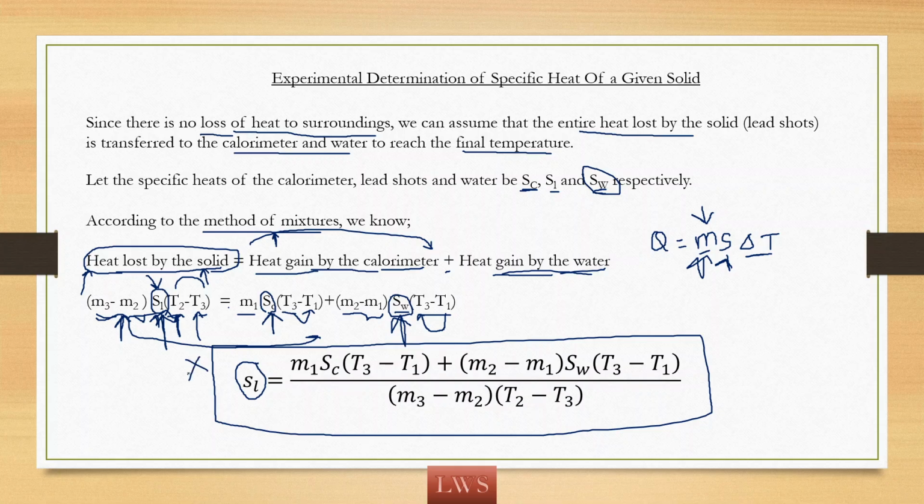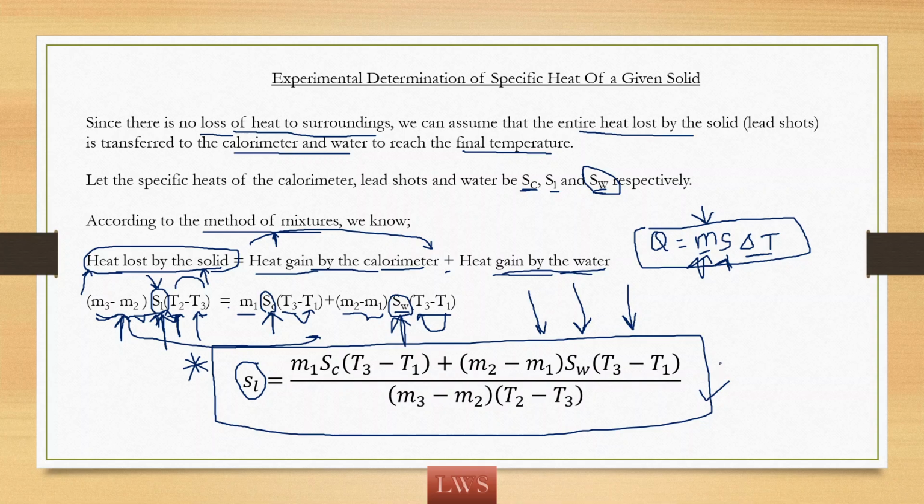Guys, don't try to memorize this relation. You cannot remember this relation because this is the result of the principle of method of mixtures. If you know how to write the principle of method of mixtures and how to apply this equation for any material, you can get this equation very easily. Don't try to learn by heart or remember. Try to apply the formula Q equals ms delta T and remember the method of mixtures. You can easily write this equation.